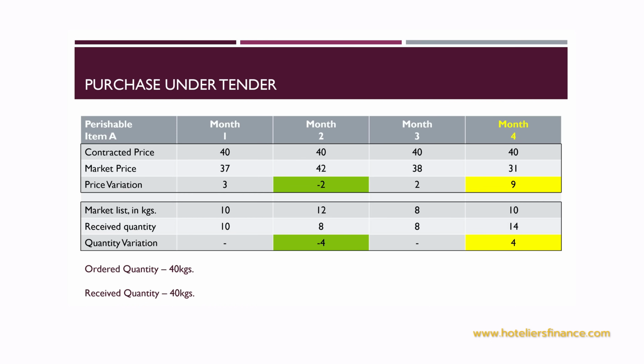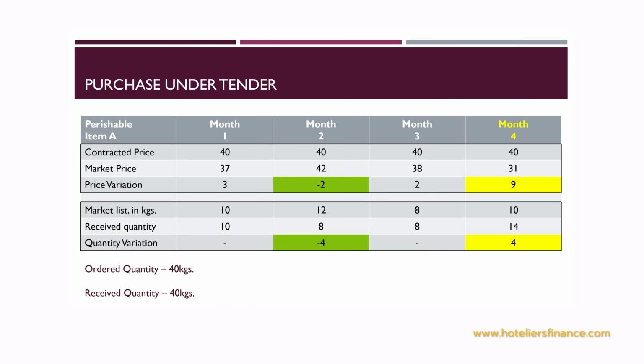Now, if you see in the chart, when the price was high in the market, which is 42 baht, more than the contracted price, less supply was received. The supplier sent us less. And when the price was much lower, 9 baht, he supplied 4 kg extra. So the receiving officer has to ensure the same quantity is received.